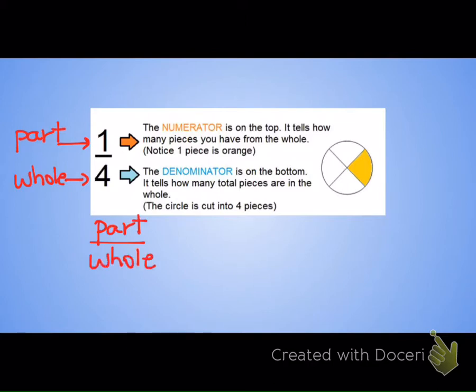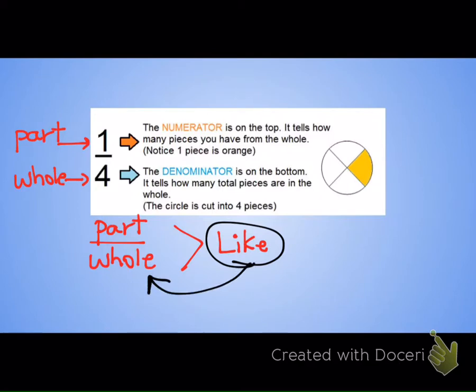So when we're adding these like fractions today, you're saying, what is a like fraction? Well, a like fraction is when this denominator here, this whole, is the same. Okay? So that is what a like fraction is. It is when the denominator is the same. In order to add and subtract fractions, we have to have our denominator the same.